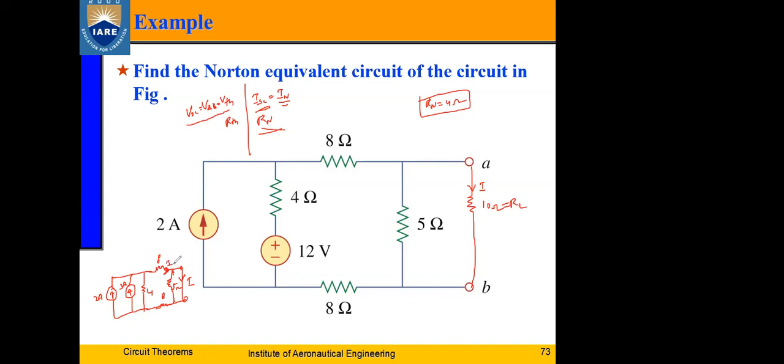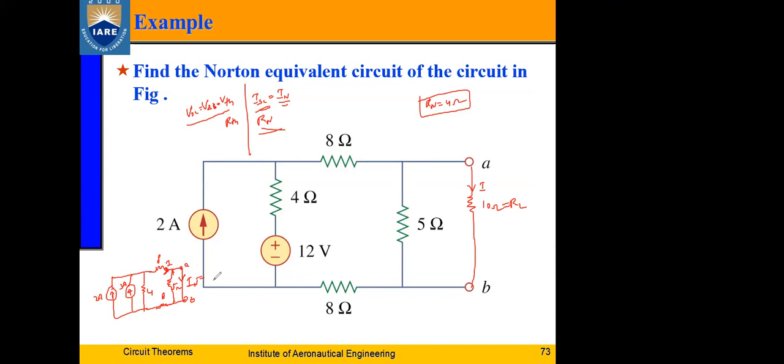Across A and B, sir, the same current will flow through the 5 ohm resistor also, sir. Which? The circuit is short circuited at A and B. Yeah. And opened at A and B, then the same current flowing through 8 ohm resistor will flow through 5 ohm resistor, no, sir. If I open A and B, then it will flow through 5 ohms. But I'm shorting this, right? I want the short circuited current here, right?